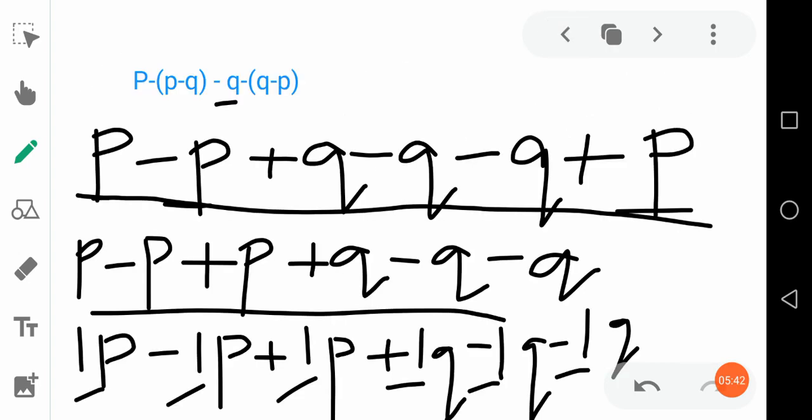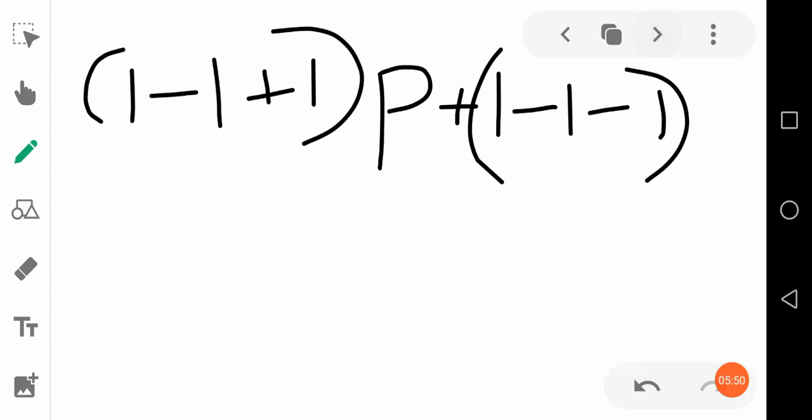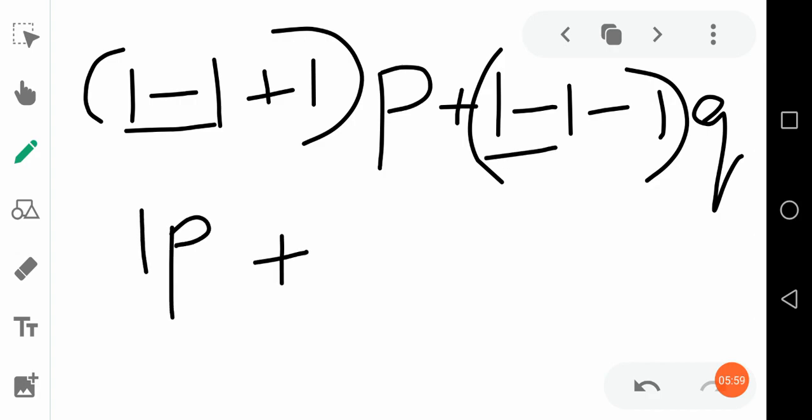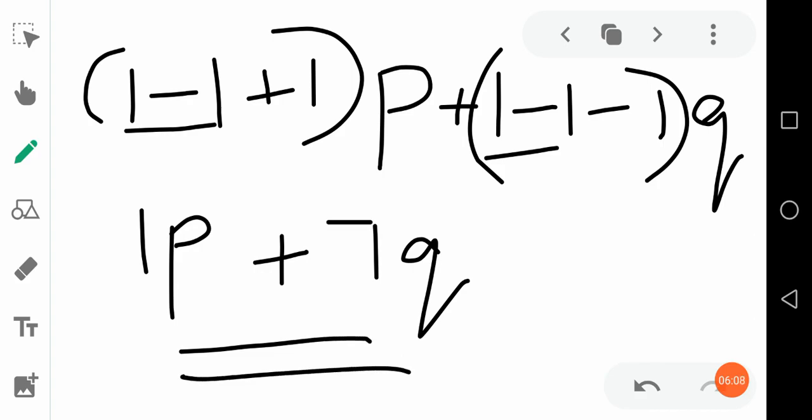Okay, any confusion? Plus 1, always plus only. Okay, plus 1 minus 1 minus 1. So we will collect that, write that and write q. Now tell me, what is 1 minus 1? 0. 0 plus 1? 1. So it is 1p. 1 minus 1? 0. 0 minus 1? Minus 1 it is. So it is minus 1q. So the answer is this. Clear?